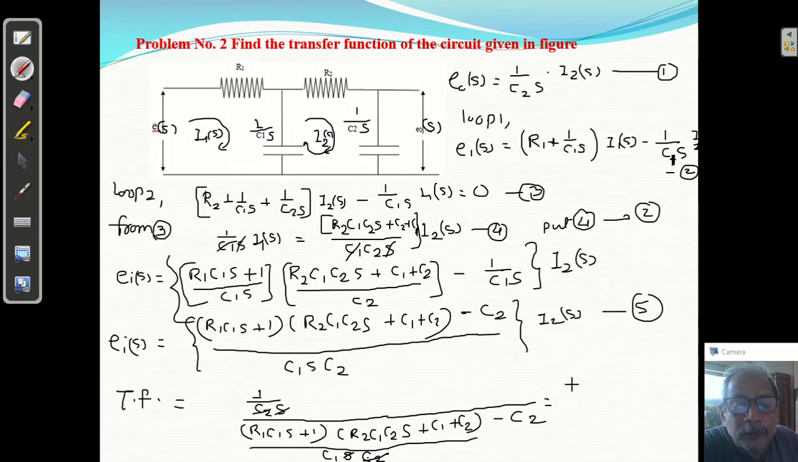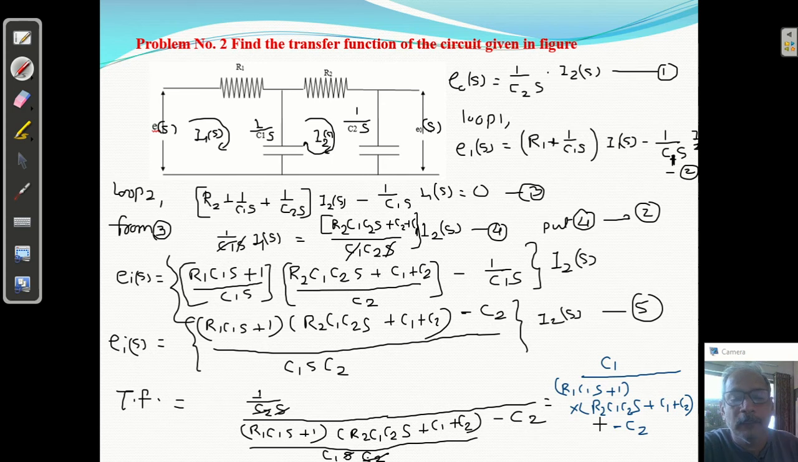This C1 will come in numerator, so C1 upon C1 ऊपर आ जाएगा upon what, this multiply होने के बाद क्या आएगा, if you want you can multiply, so R1 C1S plus 1 into this R2 C1 C2S plus C1 plus C2, this minus C2. This is the answer I am getting.